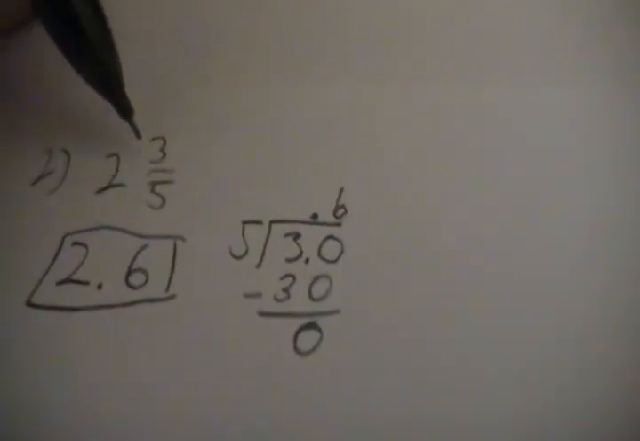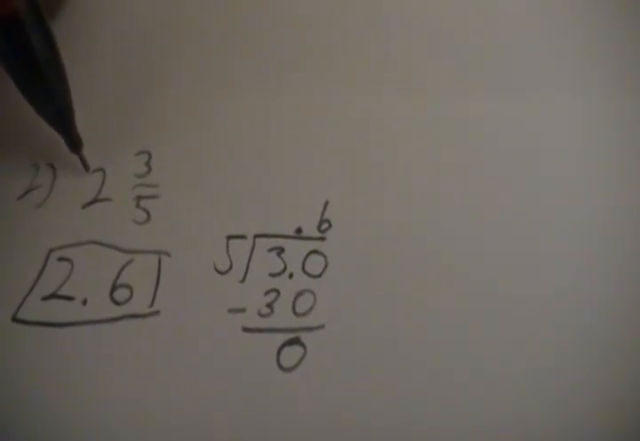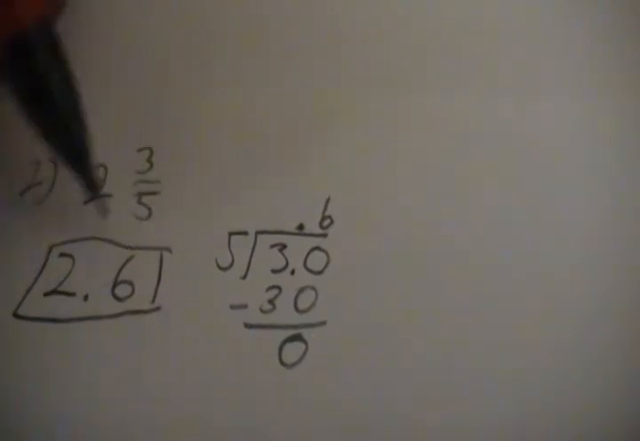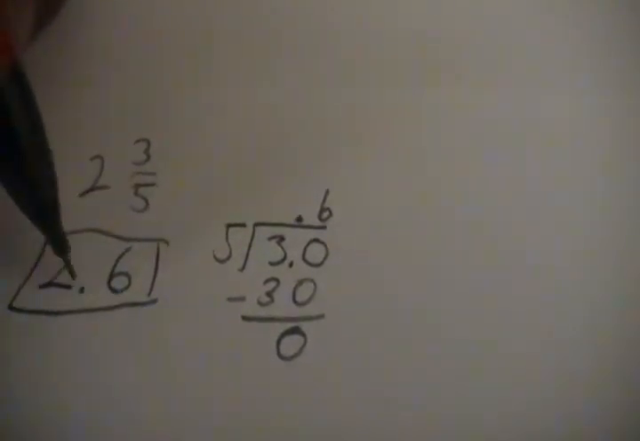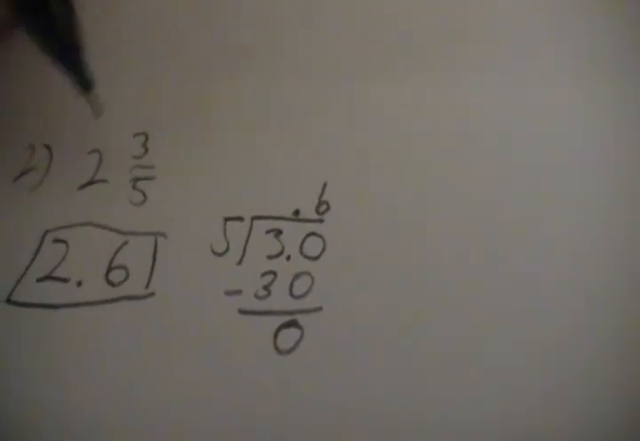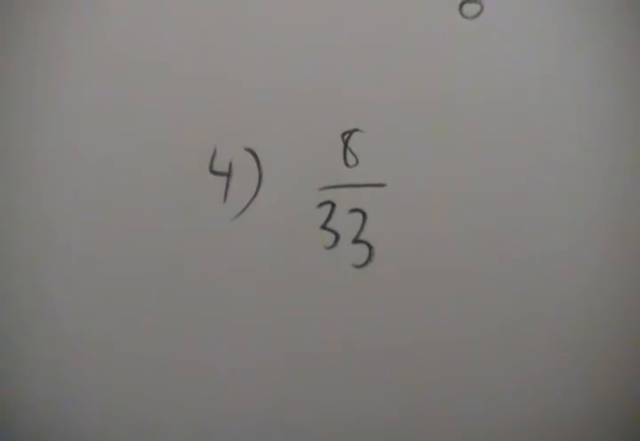So when you have mixed numbers like this, for the whole number, you just bring it down, and then you just solve the fraction and then add that to the whole number. So it's 2.6. Alright, let's move on. Let's try 8 over 33. Oh, sorry, let's try 5 over 8.